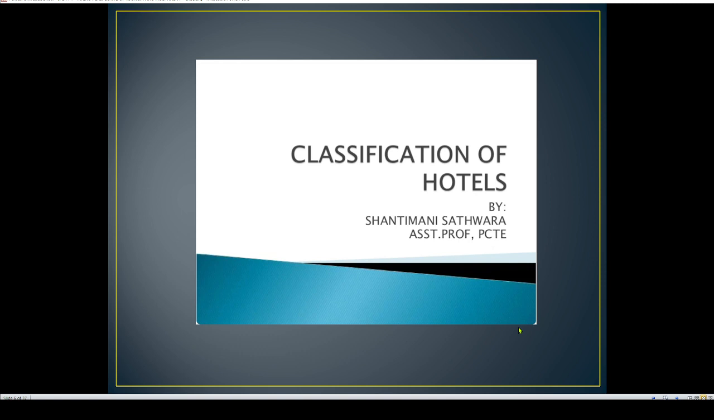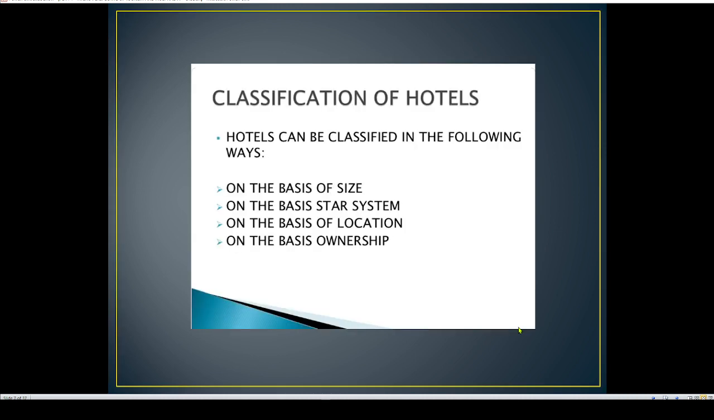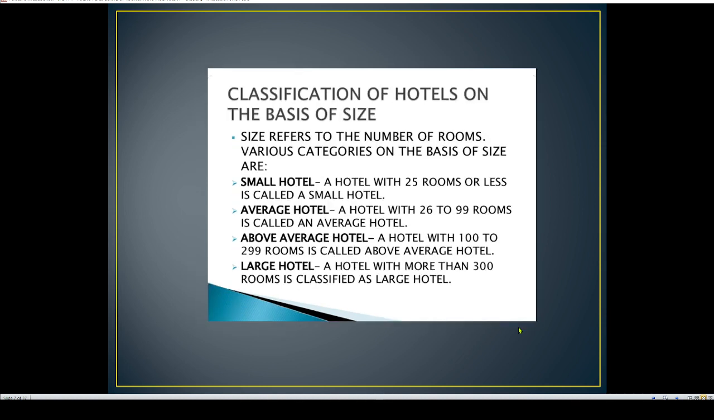And then, as of now, this morning, we will tackle classification of hotels. So, classification of hotels, we have four classifications of hotels: according to the basis of the size, according to the star system rating, according to the basis of location, and according to the basis of ownership. So remember those four classifications of hotels. So let's talk first about the size classification.